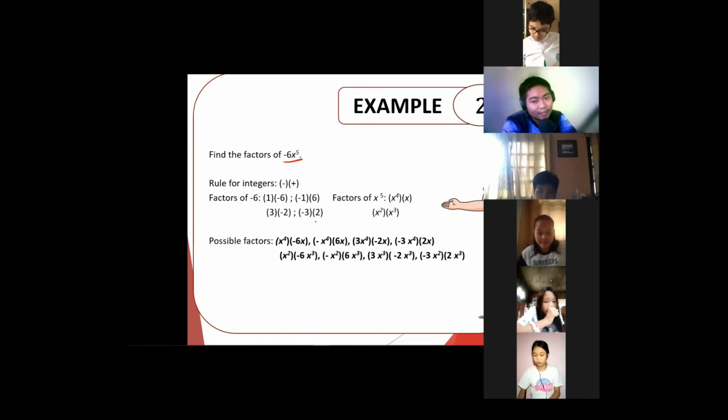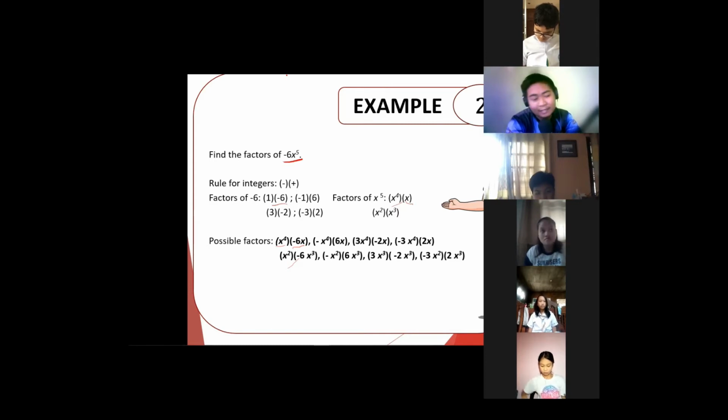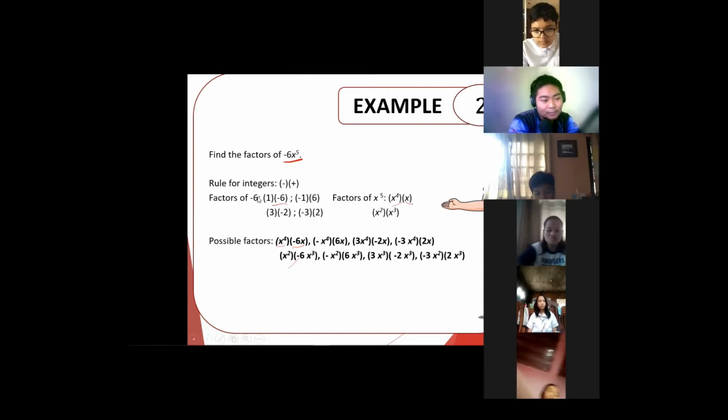Therefore, the possible factors are x raised to 4 times negative 6x. So negative 6, then you will get the x, and you will get x raised to 4. Something like that. These are all possible factors of negative 6x raised to 5. Did you get it? On our first lesson, these are just possible factors. Okay? Yes, Nabil?